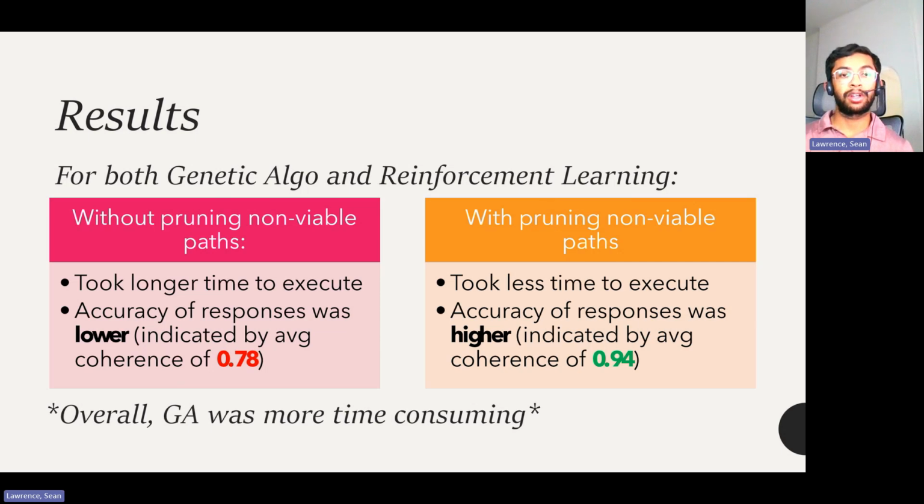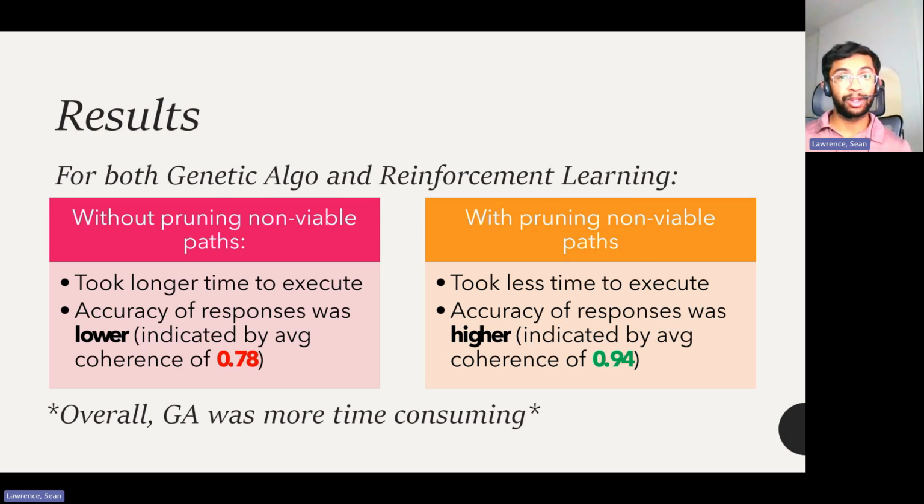I used a calculation of coherence that I found. It calculates the log probability of the generated text given the prompt using the pre-trained model to indicate just how the model is performing. When the log likelihood value is higher, it indicates that the coherence is more. So the average coherence value was 0.78 for when we didn't prune any non-viable paths. So that indicates that most responses were not related to the prompt.